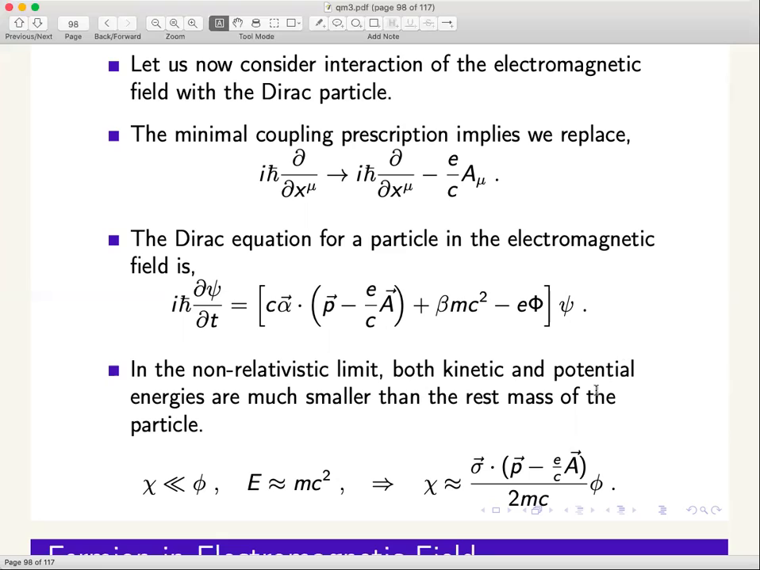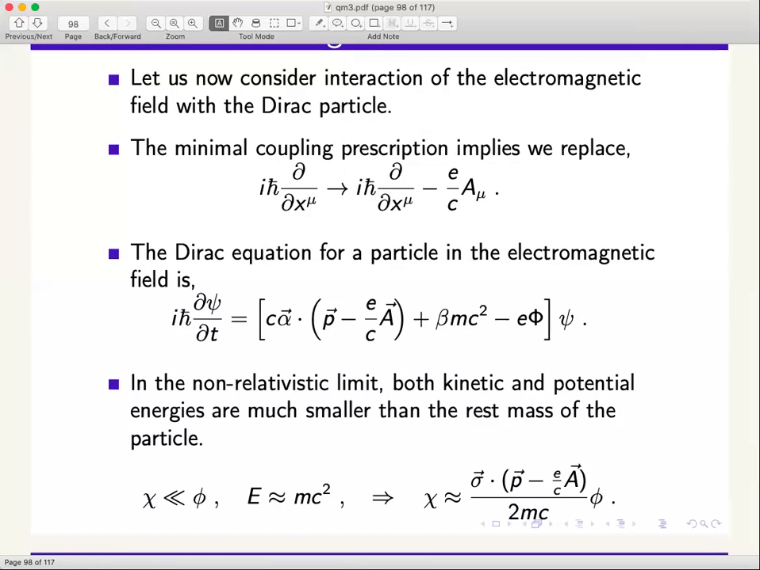Remember that psi is written with a small phi as the upper component and chi as the lower component, and we are looking at a particle interacting with the electromagnetic field, not worrying about the antiparticle right now. In that case the lower component, chi, would be very small compared to phi, because the energy of the entire system is roughly the same as the rest energy. The non-relativistic limit basically corresponds to saying that kinetic and potential energies are small compared to the rest energy.